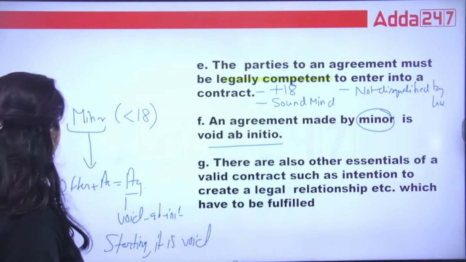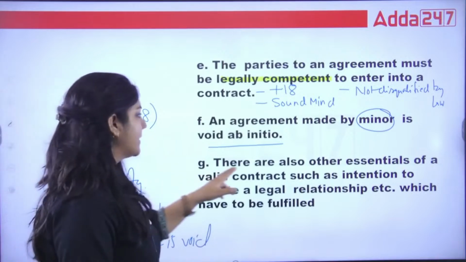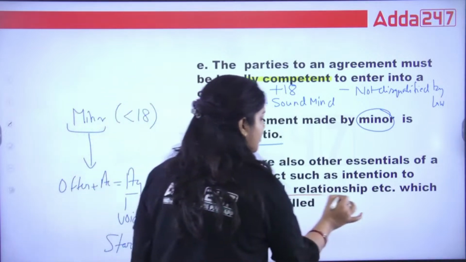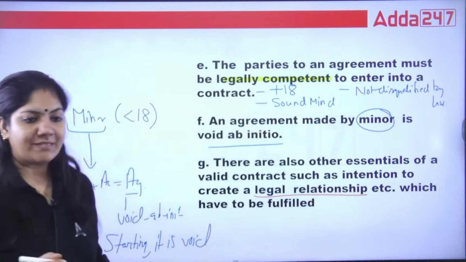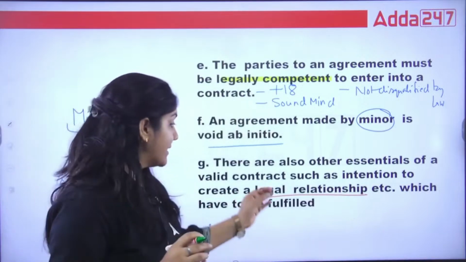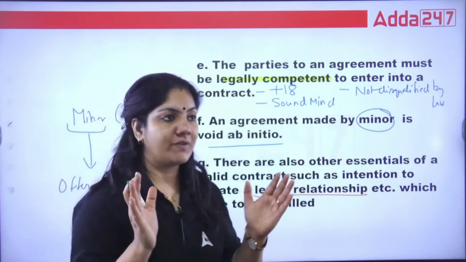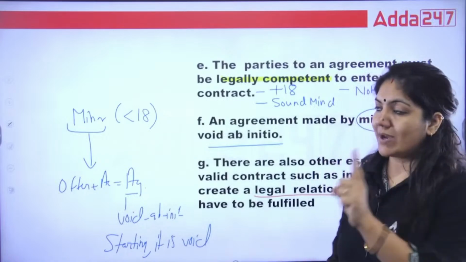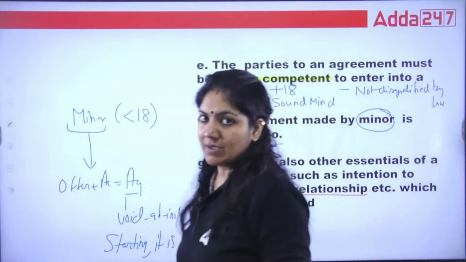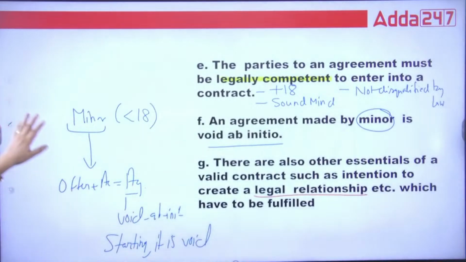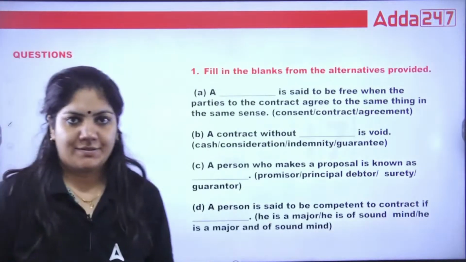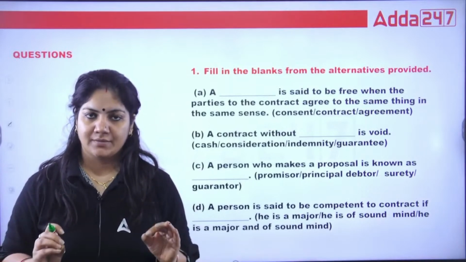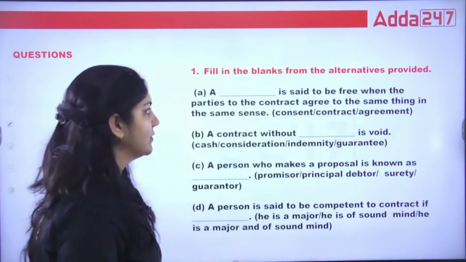Okay, next, there are also other essential elements of a valid contract, such as intention to create legal relationship, which have to be fulfilled. It means in the contract a legal relationship has to be created between two persons, and in every contract there must be two parties, because one person cannot make a contract with themselves. So class, that's it. We have done the crux of the Indian Contract Act, the general principles of contract. Now you have to solve the questions.